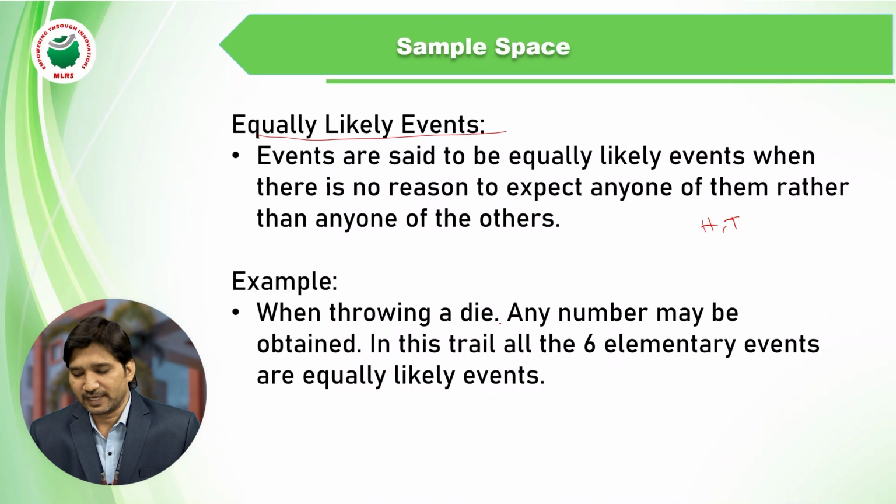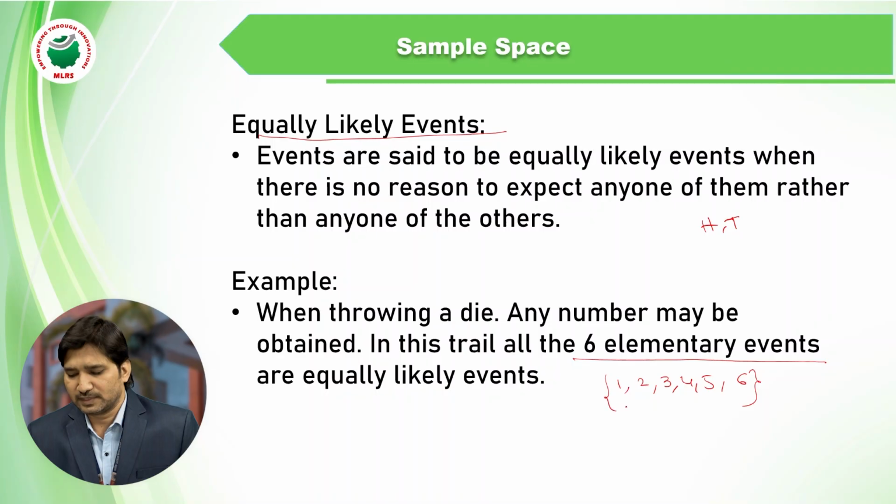Example: when throwing a die, any number may be obtained. In this trial, all the 6 elementary events are equally likely events, that is 1, 2, 3, 4, 5, 6. These 6 are equally likely events.